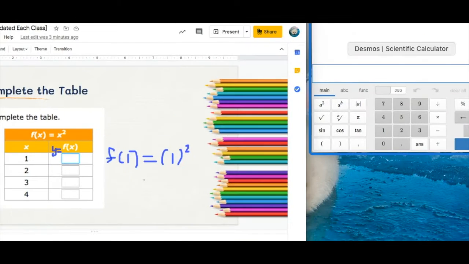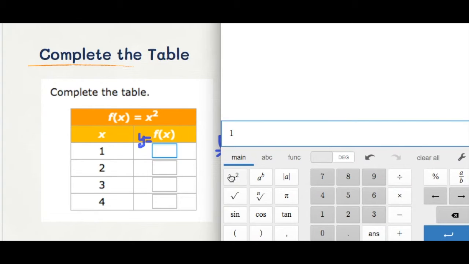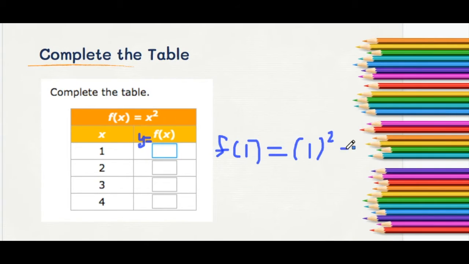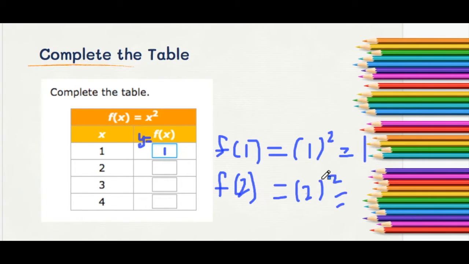If you need a calculator, if you need help, feel free to grab that. 1 squared is 1. And so we know that when the x value is 1, the y value, or f of x, is equal to 1. We do the same thing for 2, 3, and 4. So 2 squared is 4, 3 squared is 9, and 4 squared is 16. And that's how we complete the table.